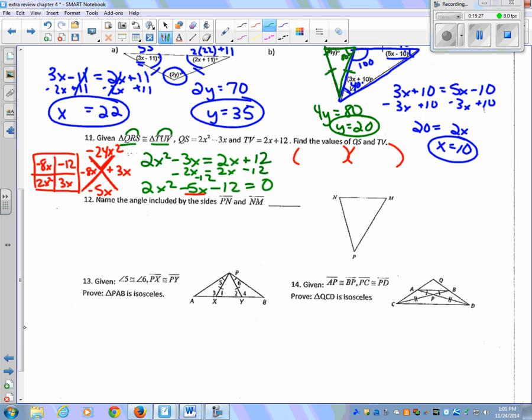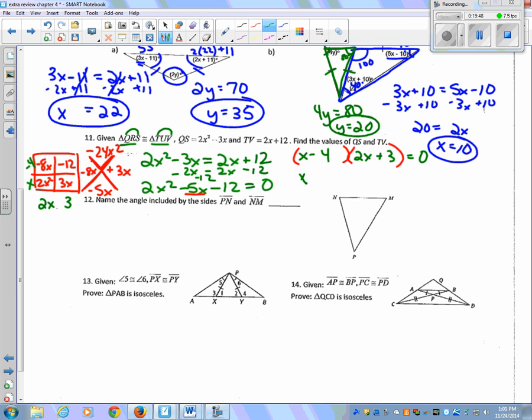Take out the GCF. Here we're going to take out a negative 4. Here we're going to take out an x. Down here we're going to take out a 2x. And here we're going to take out a 3. So our factored form is going to be x minus 4 and 2x plus 3.